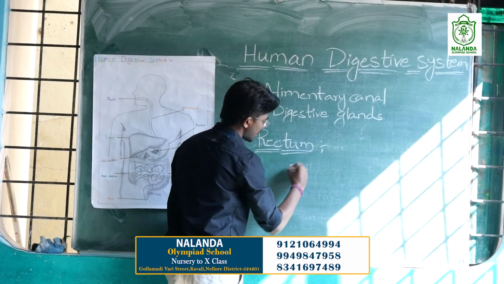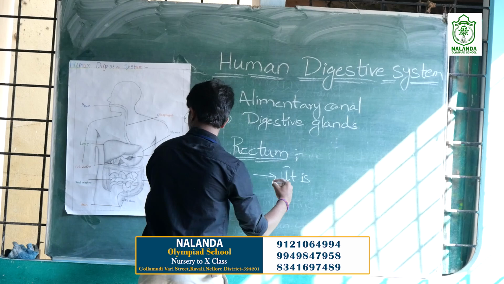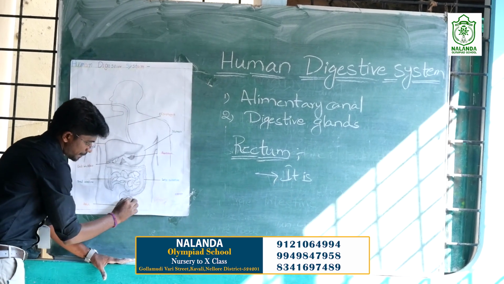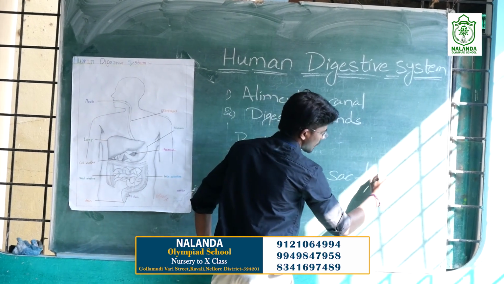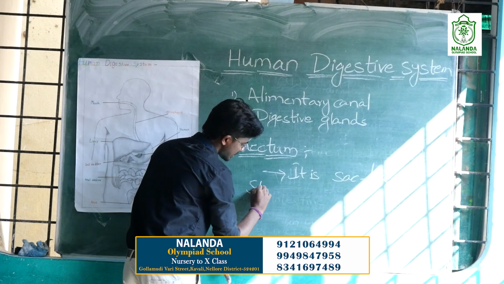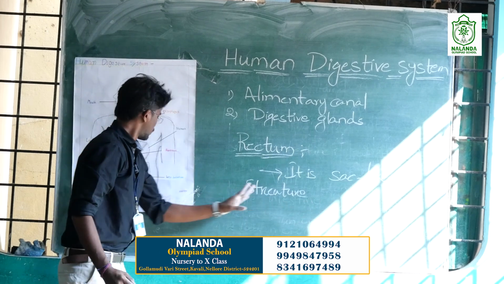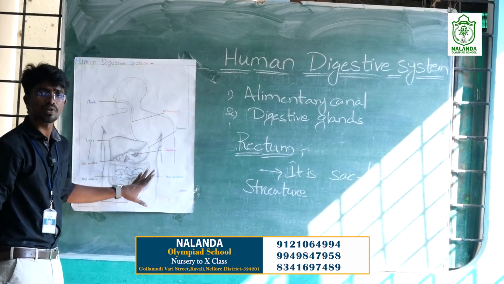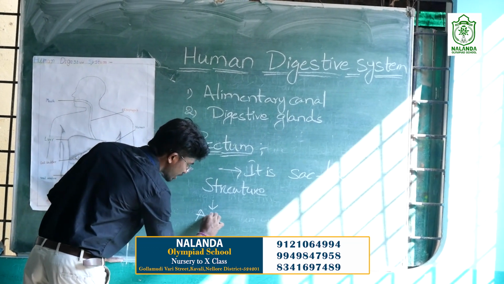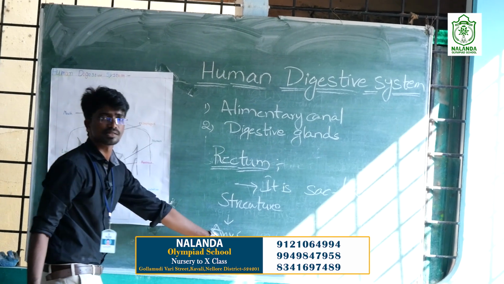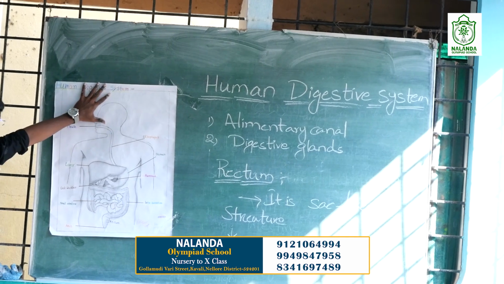Rectum. It is a sac-like structure, this one. It is a sac-like structure which stores the undigested food or waste material temporarily, and then it is removed from our body through the anus. Here it is a part. So children, this is the human digestive system.